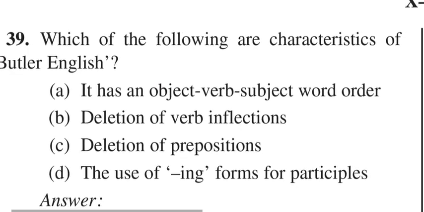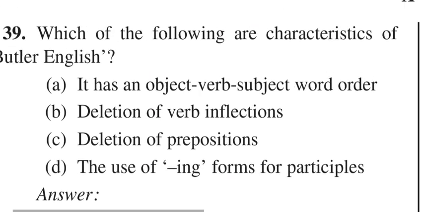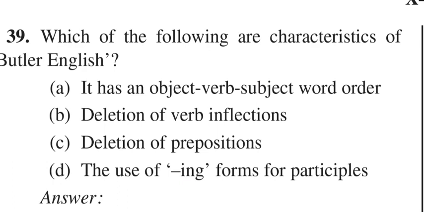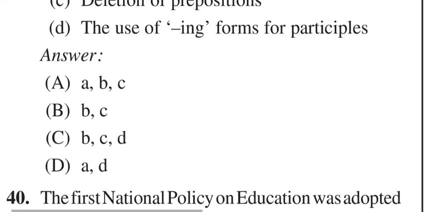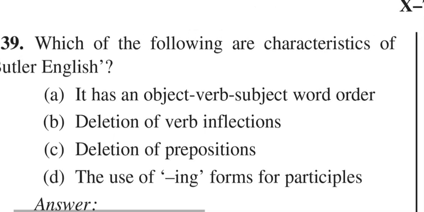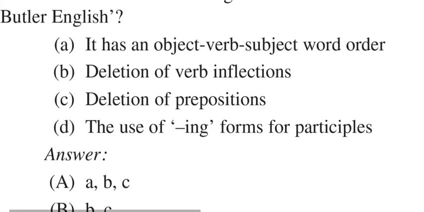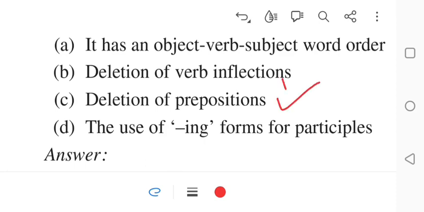Next question we have is, which of the following are characteristics of Butler English? So if you have no idea what is Butler English, then you have to know. What questions can come related to Butler English? No one knows, so do your own research. It has an object verb subject word order, deletion of verb inflections, deletion of prepositions, the use of ing forms for participles. Options are ABC, BC, BCD, AD. So, correct answer is B. That is BC. Only deletion of verb inflections and deletion of prepositions. Only these two are correct.